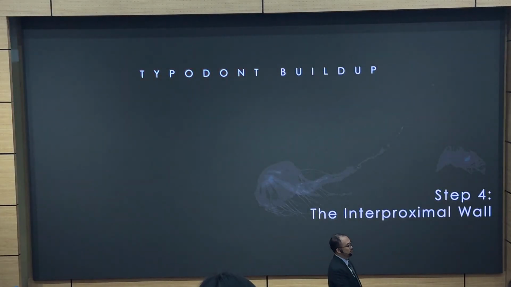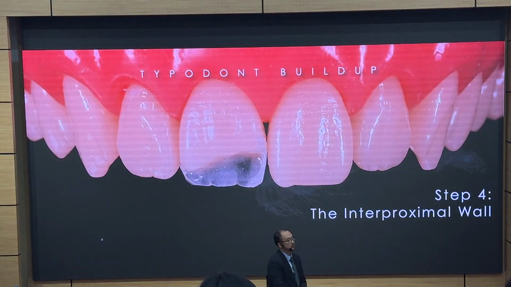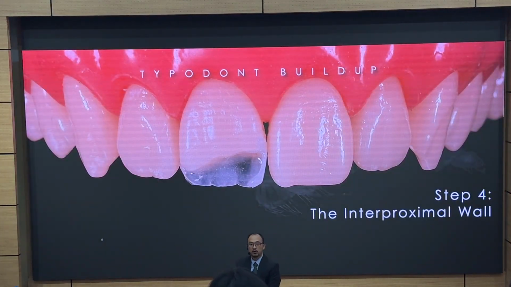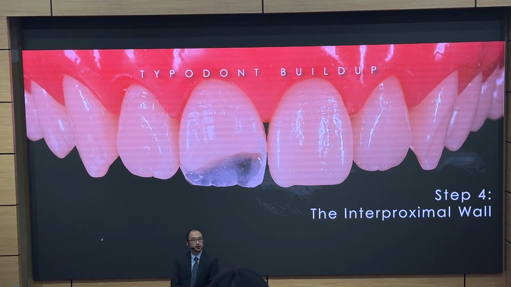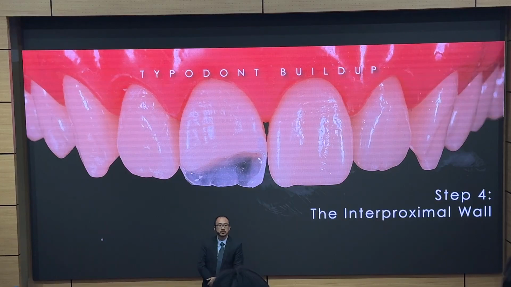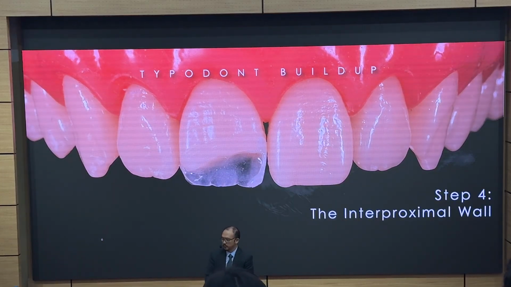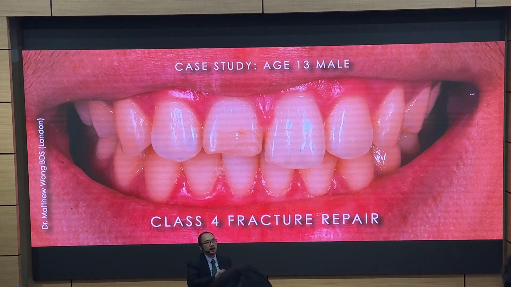You build up the wall. You use a micro brush. And that's how it looks, okay? So now is how you convert class 4 into kind of like class 1. So far, so good? All good? Alright, now that we've done the outer bits, now we're going to talk about inner parts, okay?